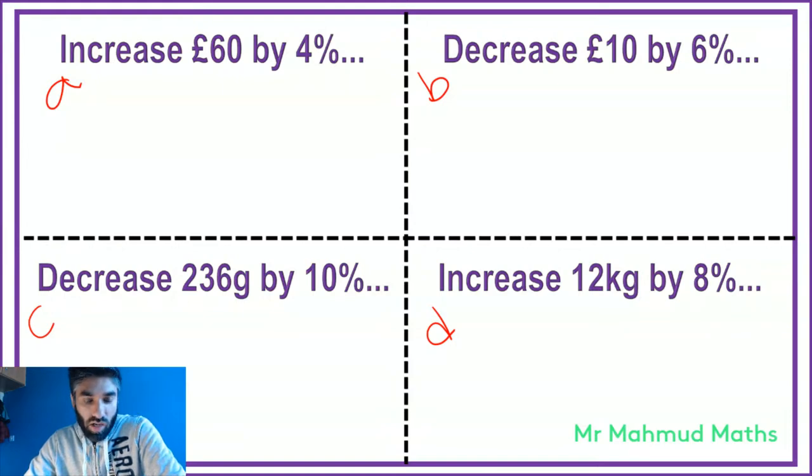So A, I've got an answer from Ahmed, £62.40. A is £62.40. Remember, money needs to be written in two decimal places.